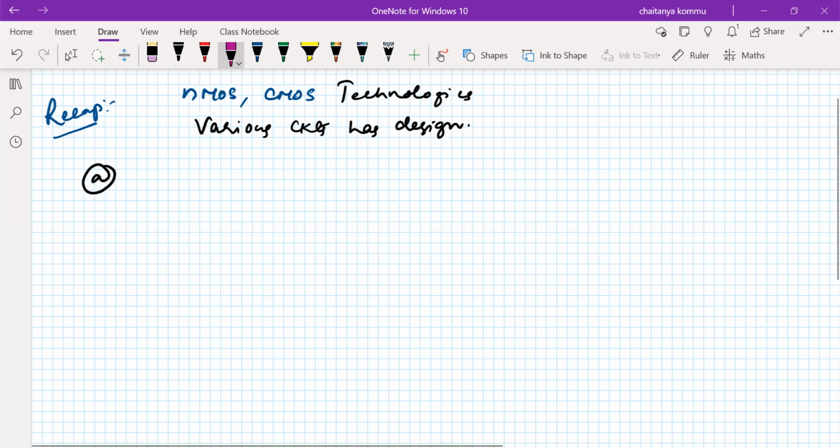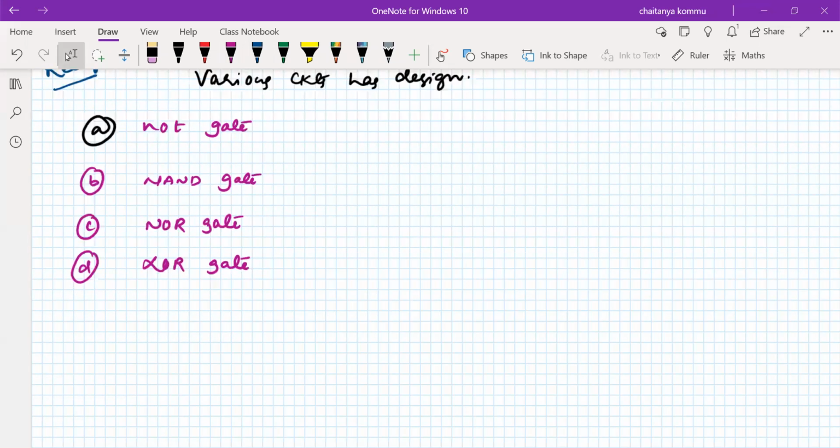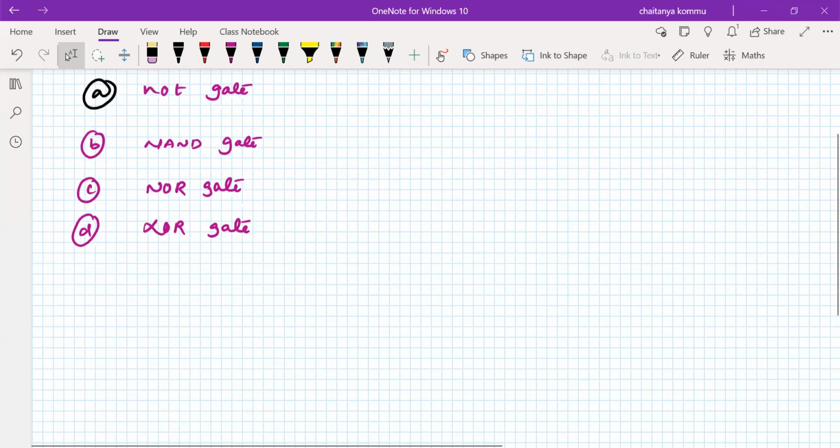Out of all those, we have seen the NOT gate, the NAND gate, the NOR gate, and the XOR gate. Before going to that, today we are going to evaluate some performance parameters of a circuit.